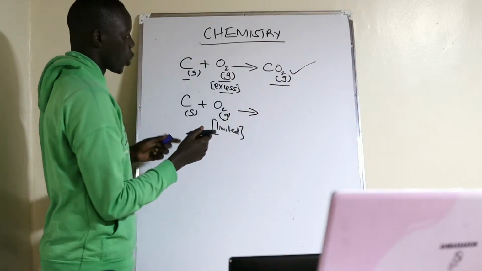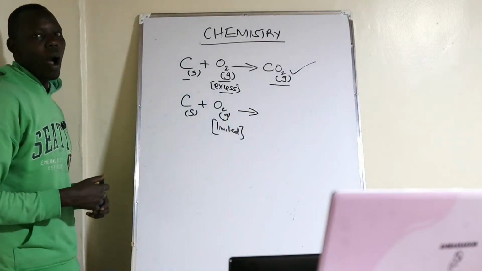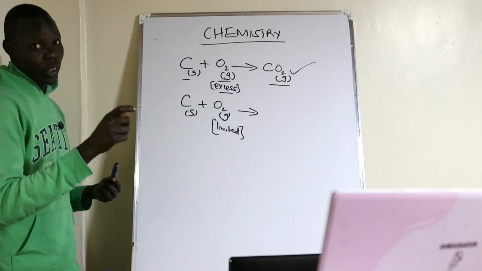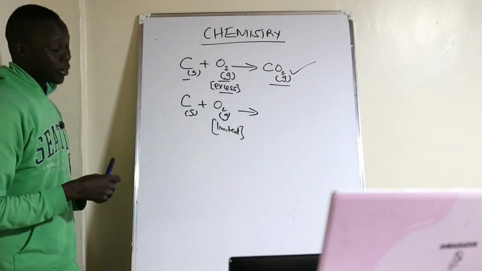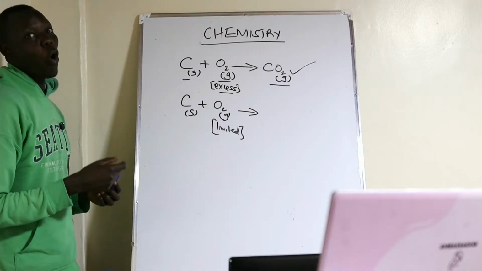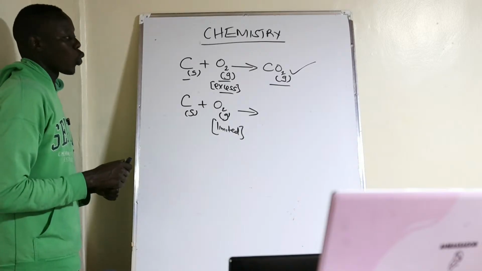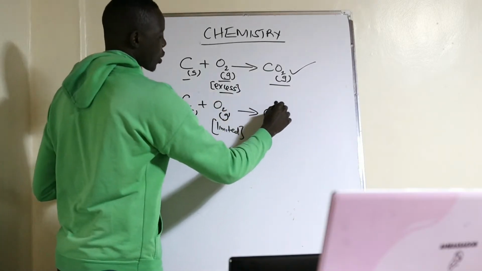What will you get? Because you will not get CO2. You will get the lower oxide of carbon. This is the higher oxide of carbon. CO2 is the higher oxide of carbon. Now, when carbon and oxygen react and oxygen is limited, you will get a lower oxide of carbon, known as carbon(II) oxide.